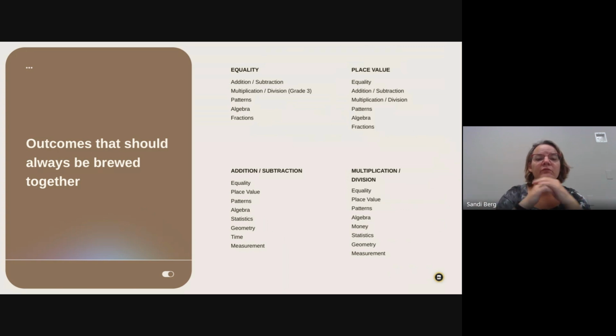For multiplication and division, again, I can do all the same things as I do with addition and subtraction. I should never talk about multiplication, division in isolation. I should always be connecting equality in there and place value, and I can do so many things instead of teaching each of these as their own learner outcome and never connecting to the other ones.